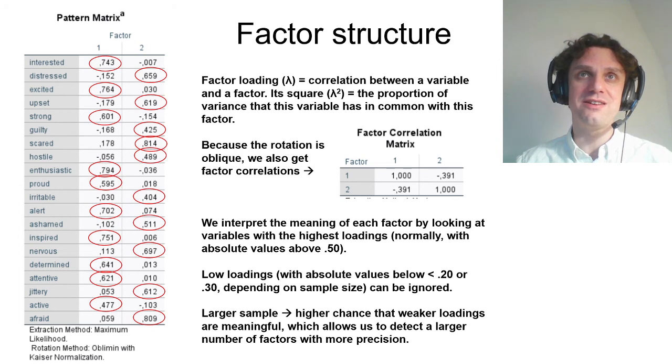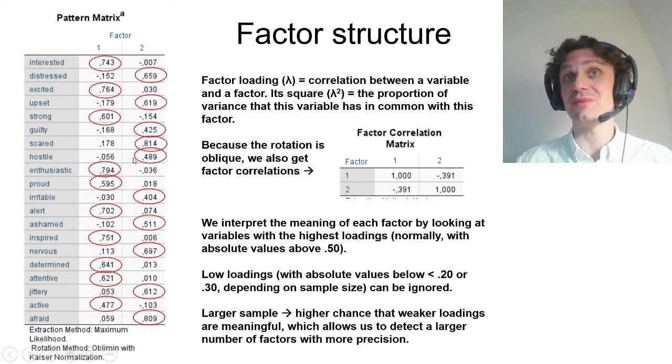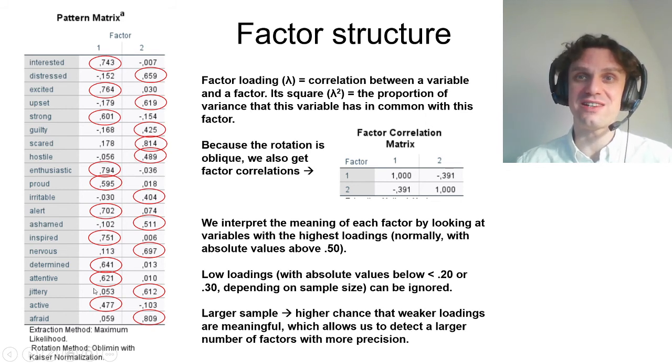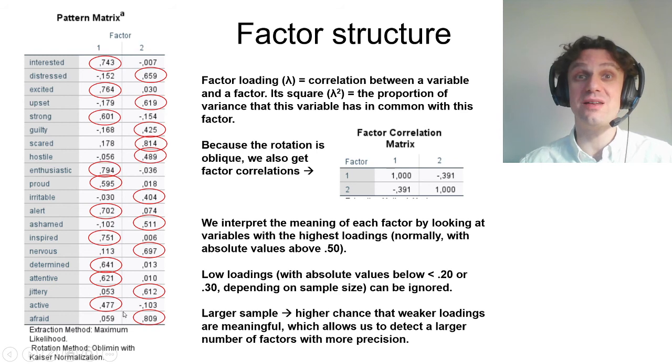And here, for example, for the first dimension, we have the highest loadings for enthusiastic and excited, interested, alert, inspired, and so on. So essentially, they are all positive emotions here. And on the second factor, we have negative emotions. So it's quite easy to interpret that the first dimension is positive affect and the second is negative affect. And here there are no variables that would have comparable loadings for both factors, which is a very good sign that these dimensions are clearly separated.